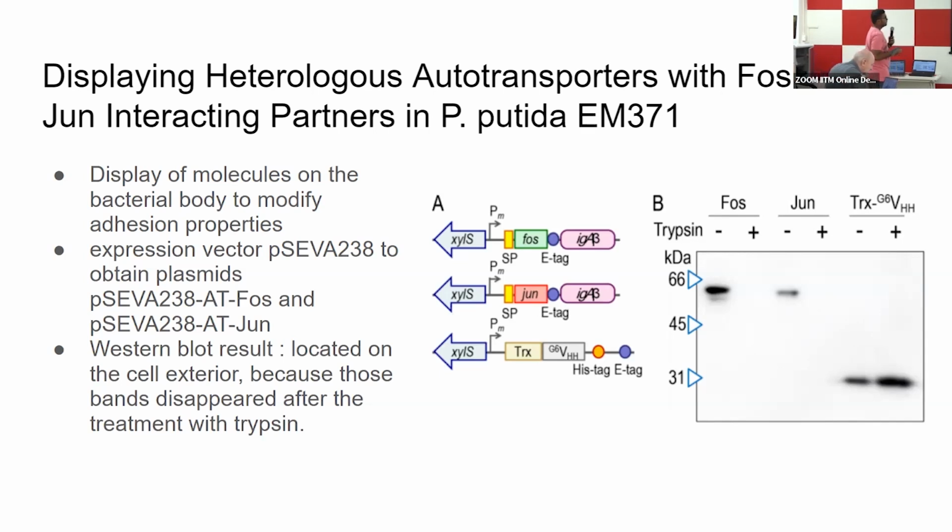IgA beta. So these are present on the outer side of the bacterial surface, and TRX here acts as a control. So then they added this in the plasmids. So these are the plasmids, first for FOS and for JUN also. And after Western blot, it was confirmed that they are on the outer surface by checking if adding trypsin removes these external particles, FOS and JUN. So in trypsin negative, they are present, and if trypsin is present, they are not there.